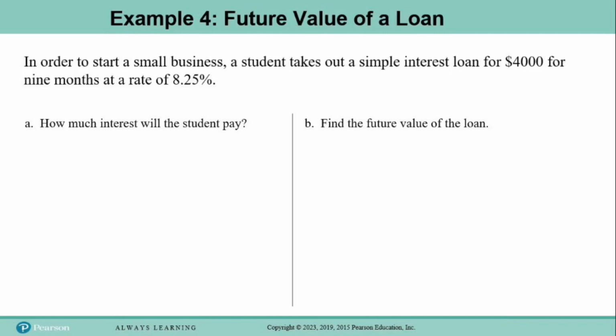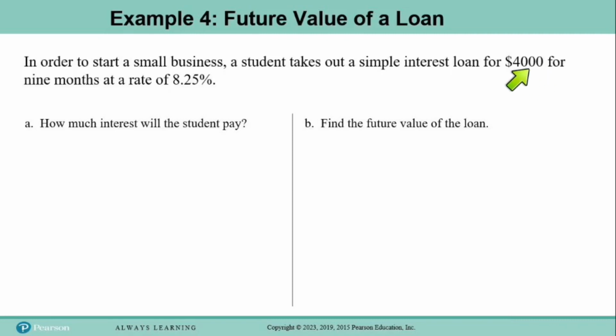Remember, A stands for future value, so that's going to be the principal and interest put together. In this case, they're only asking for the interest, so when we get ready to plug into our formula, we want to make sure that we use the formula that calculates just interest, not the total amount. Okay, let's go to our problem and see what values we can pull out.